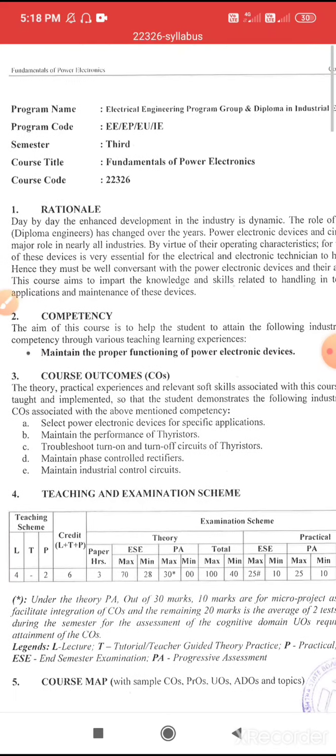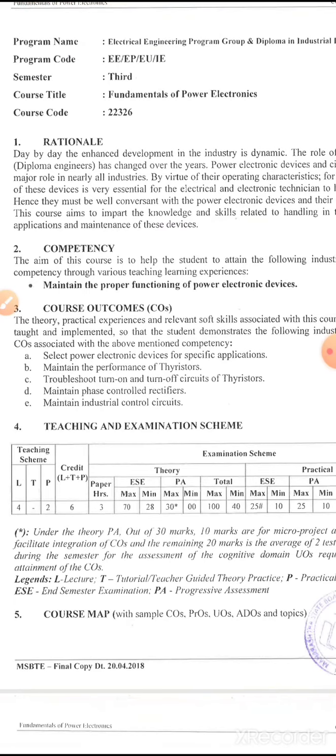These are nothing but the outcomes. You have to gain the knowledge about the particular unit or particular chapters, then you are able to get the knowledge related to the whole course or whole subject.